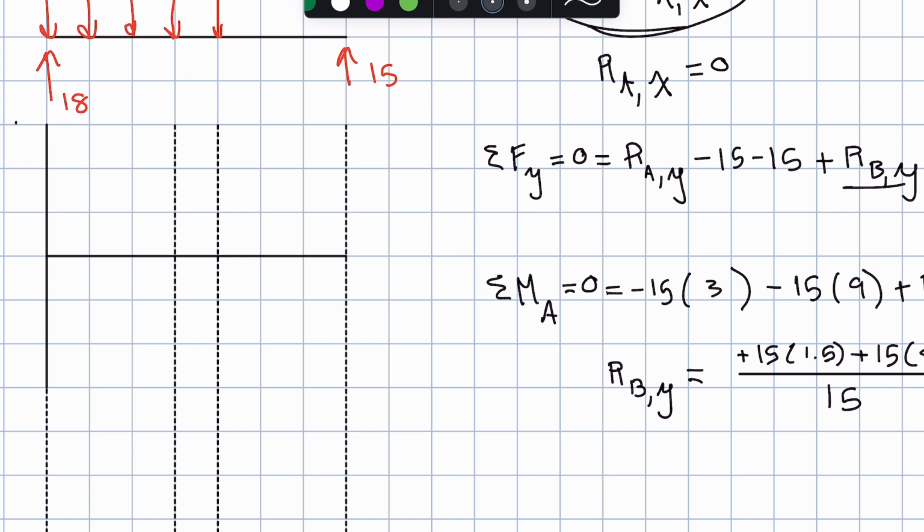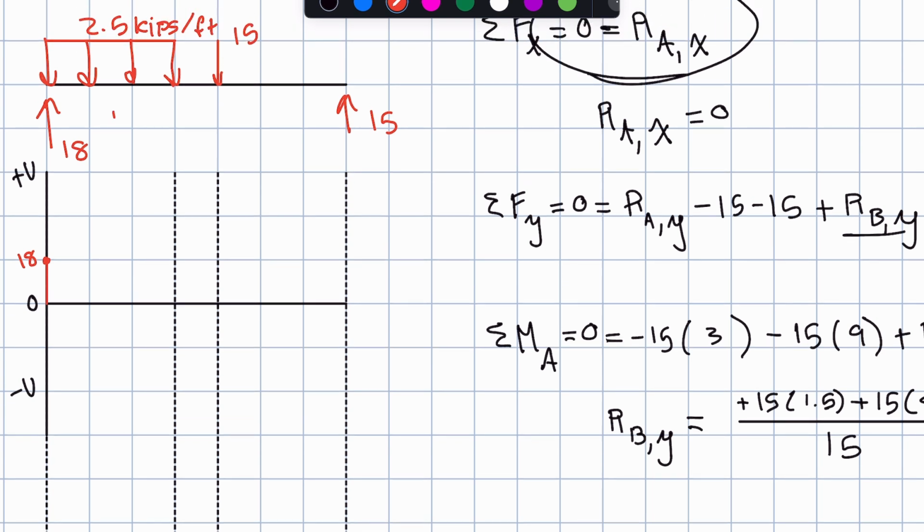This is positive shear, negative shear, and then we have 0 right here. And so to start, we have this 18 and it's positive. And so that means I'm going to jump upwards on my shear moment diagram, positive 18 units. And then after that, as we continue moving to the right, we have this distributed load right here, and it's telling us to go downwards.